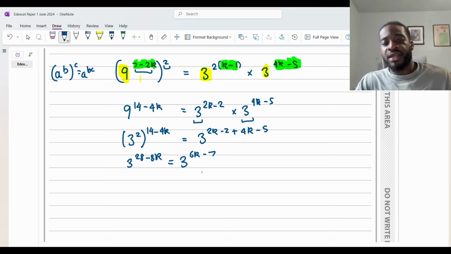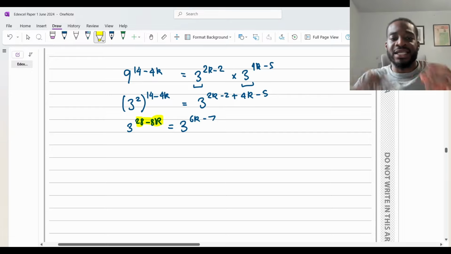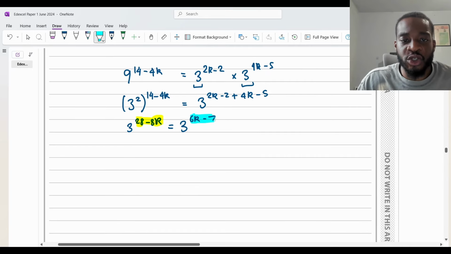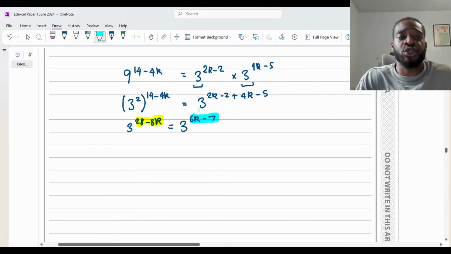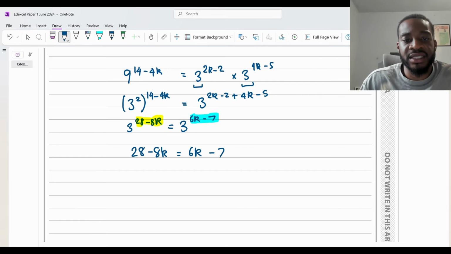So I'm here. Now, since the bases are the same, right? That means we can just equate the powers. 3 to the power of something is equal to 3 to the power of something else. It must mean that the powers have to be the same. There's no other choice. The two powers must be the same for this equation to hold. So I'm going to equate them. So I'm going to say 28 minus 8k has to equal 6k minus 7.